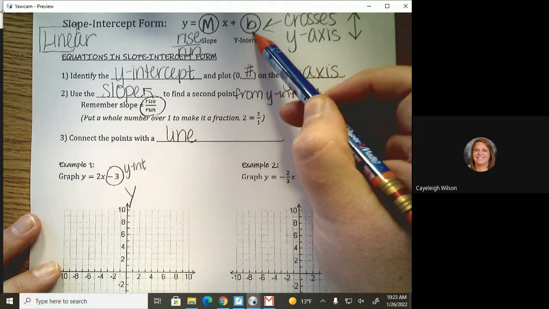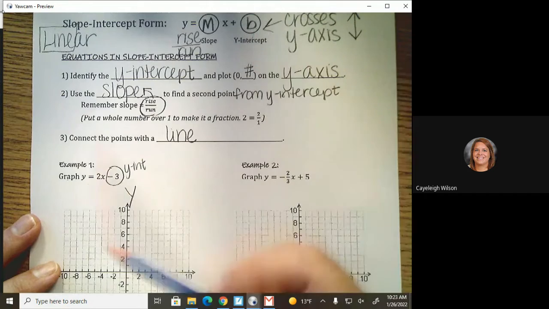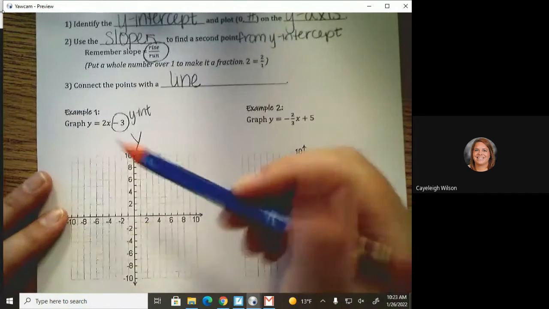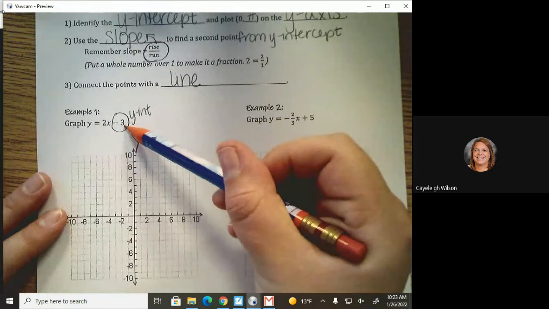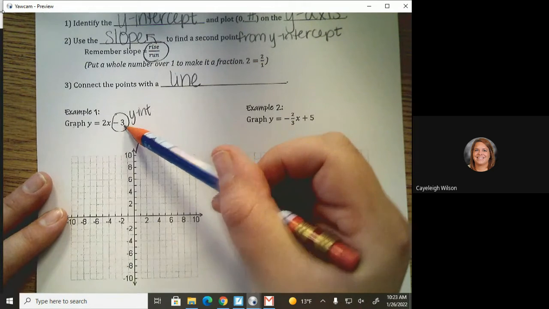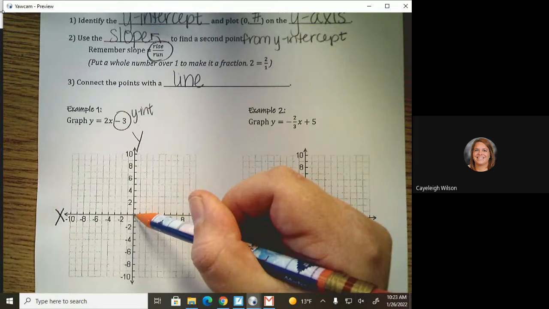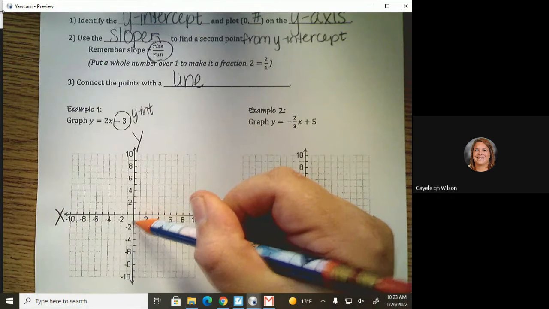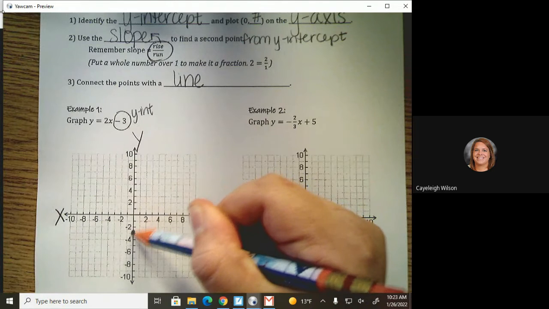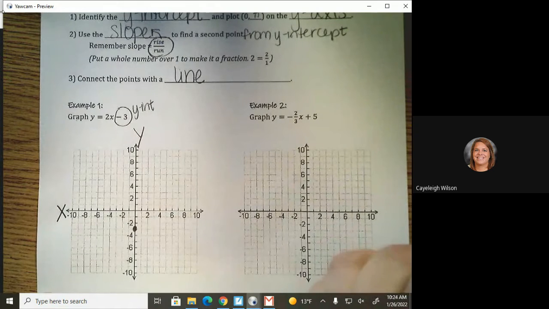Okay? Now, to plot the y-intercept, I'm going to go to the y-axis. And see how it's -3? Everybody should be paying attention. See how it's -3? You're going to go from the origin, 0, 0, and you're going to go put a dot on -3. So -1, -2, -3. So I put a dot on the y-intercept on the y-axis.